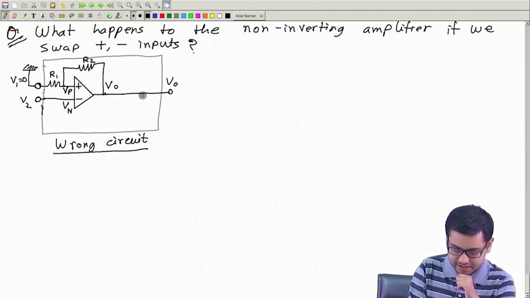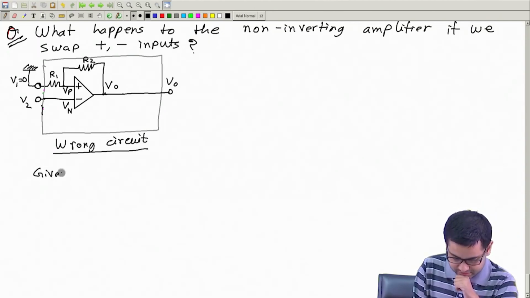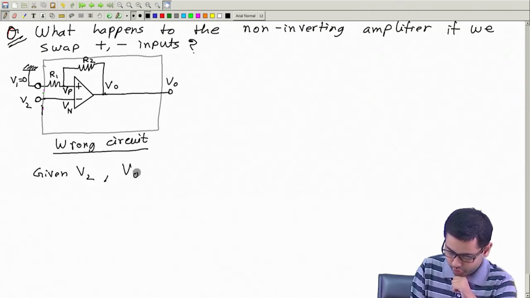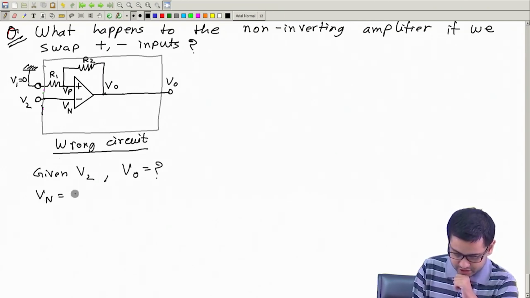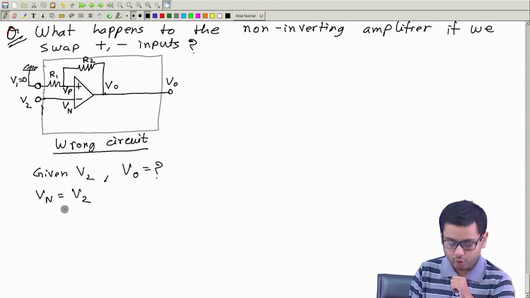Once again let us first ask the question. So the question is, given V2, how much will be VO? That's the question. Now what can we say about Vp and Vn? Vn is of course equal to V2, known, but Vp is unknown.